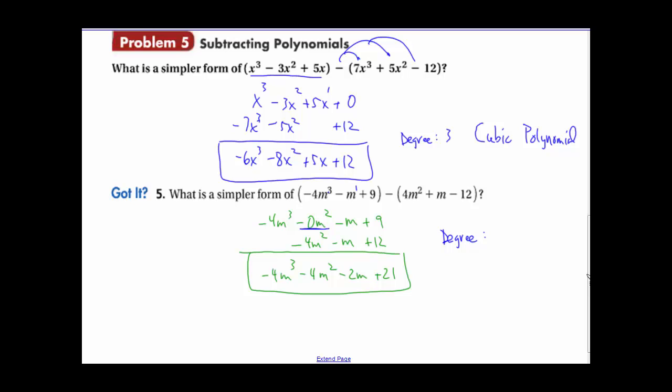Then we had minus m. So when we add down, negative 4 plus 0 is negative 4m cubed. 0 minus 4 is negative 4m squared. Negative 1m minus 1m gives us negative 2m. And then the plus 21.